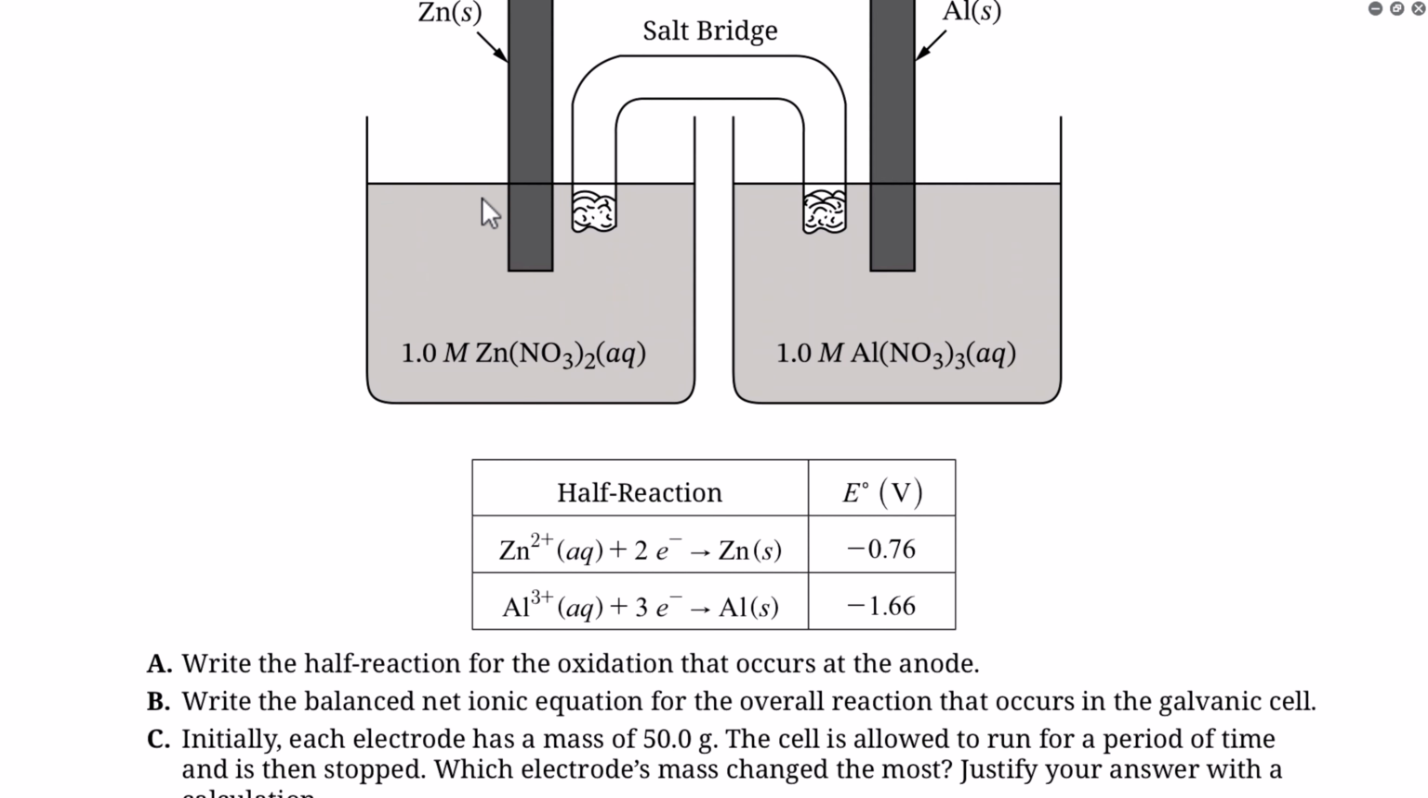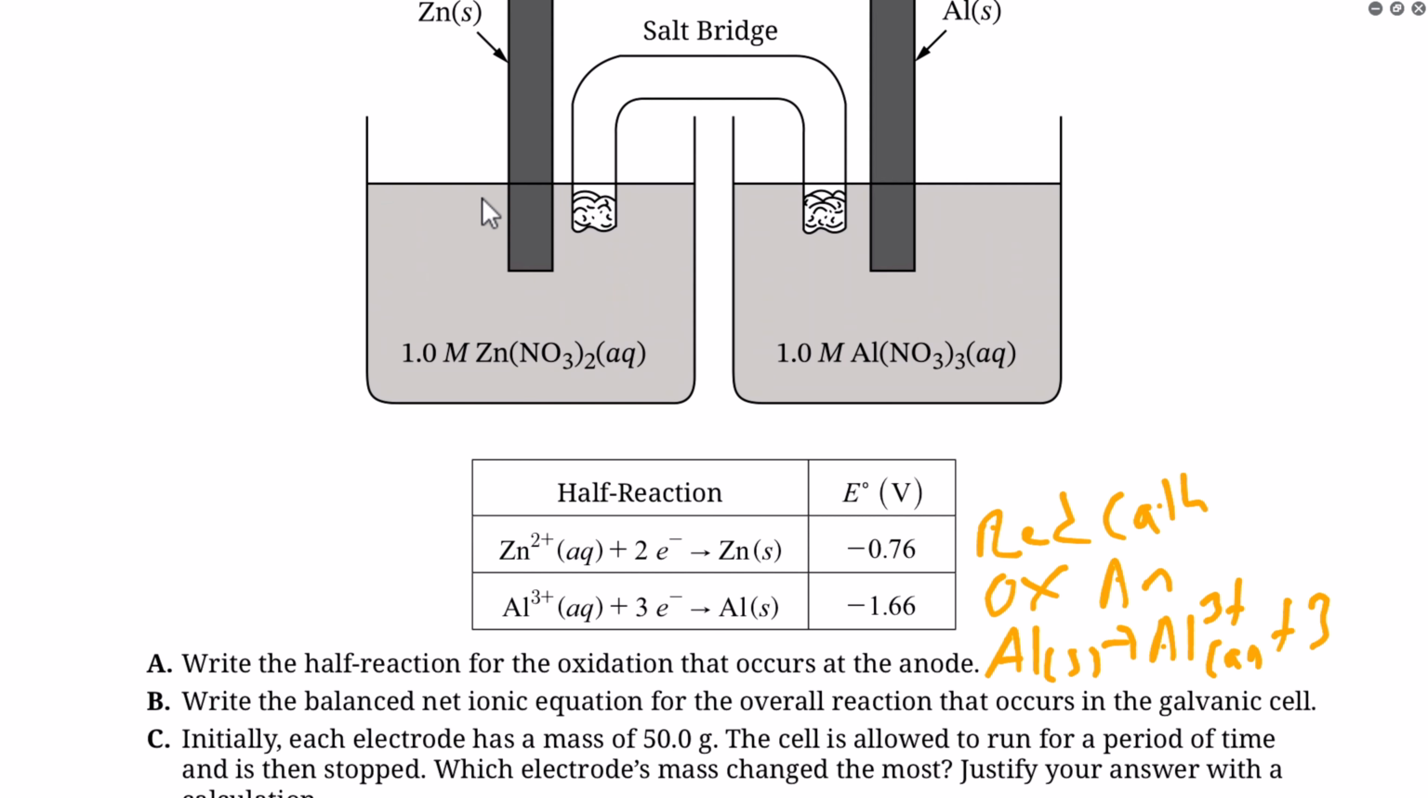So here we have a higher value on our standard reduction chart. So this is actually going to be what is being reduced. So this is our cathode. This is what's being oxidized. And so this is our anode. So it just wants the half reaction. So all I think it wants us to do is to just flip this equation. So we're going to have aluminum as a solid, Al 3+, that's aqueous, and 3 electrons.